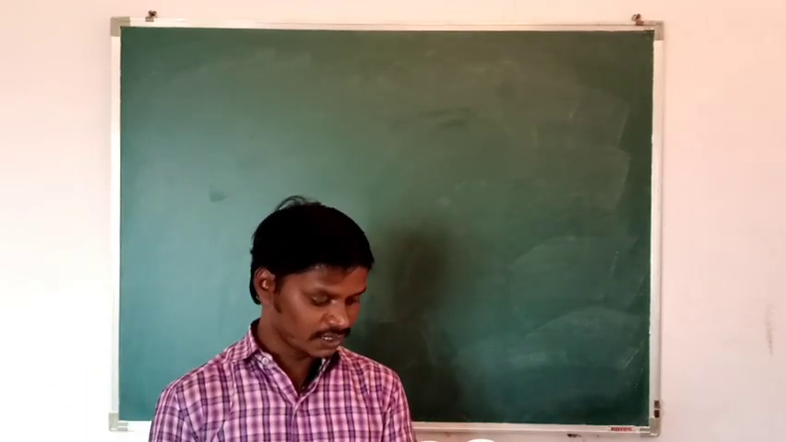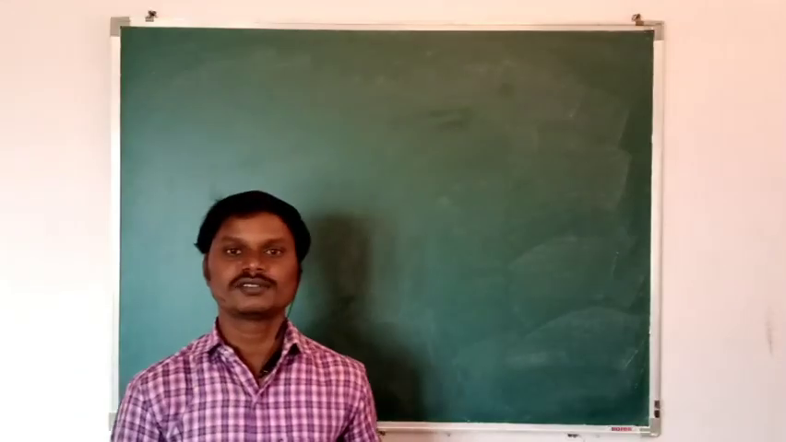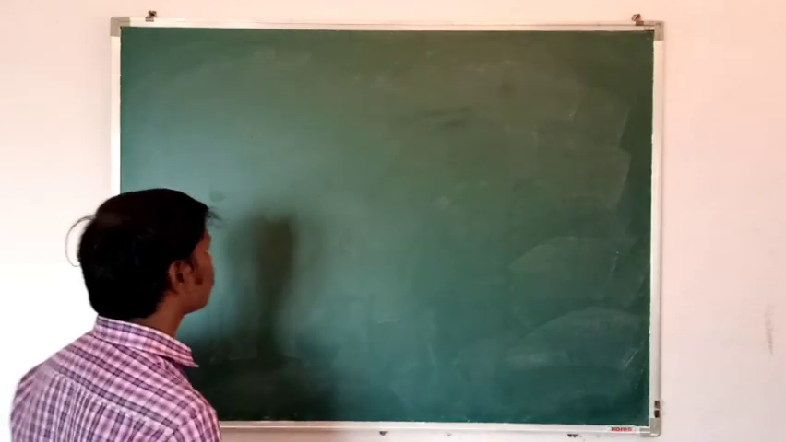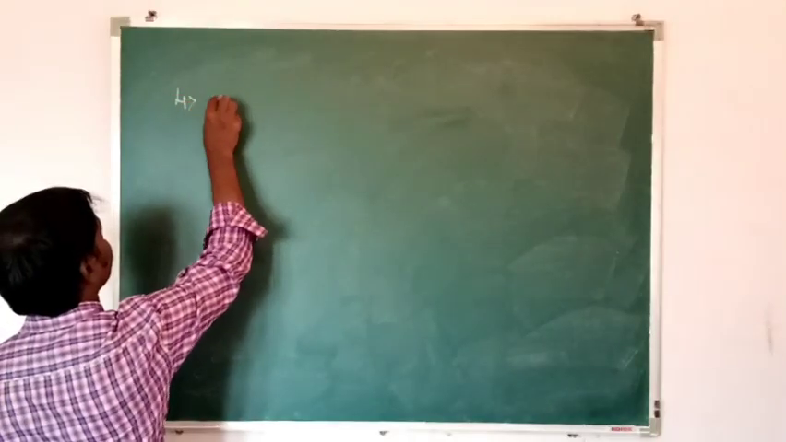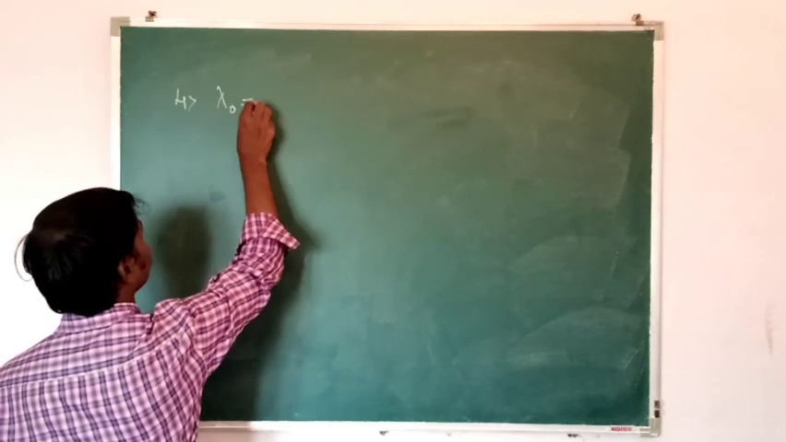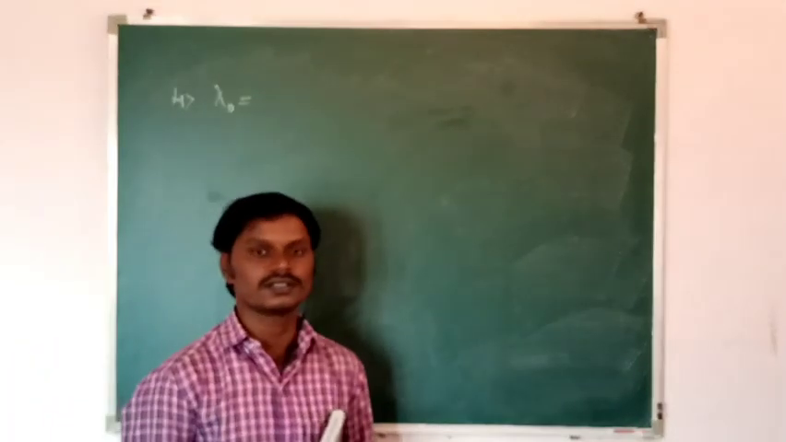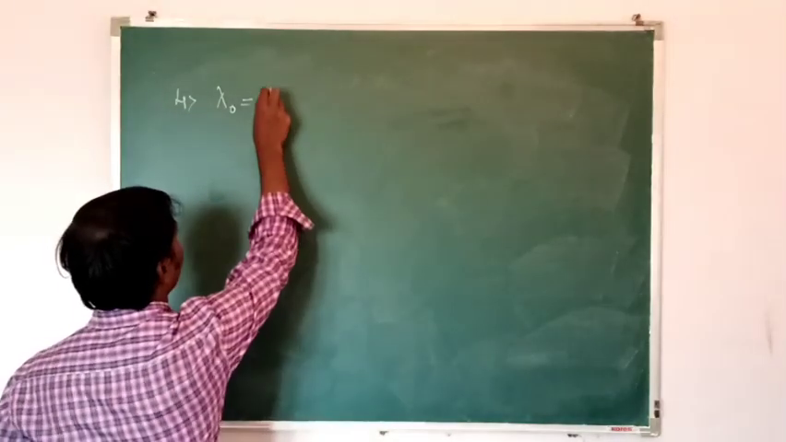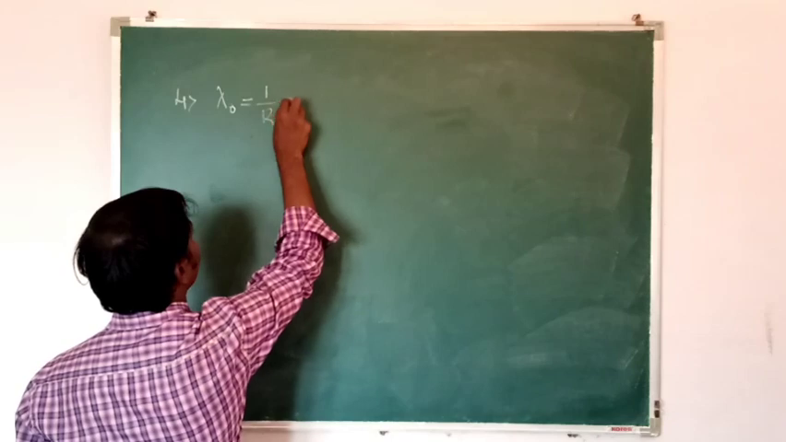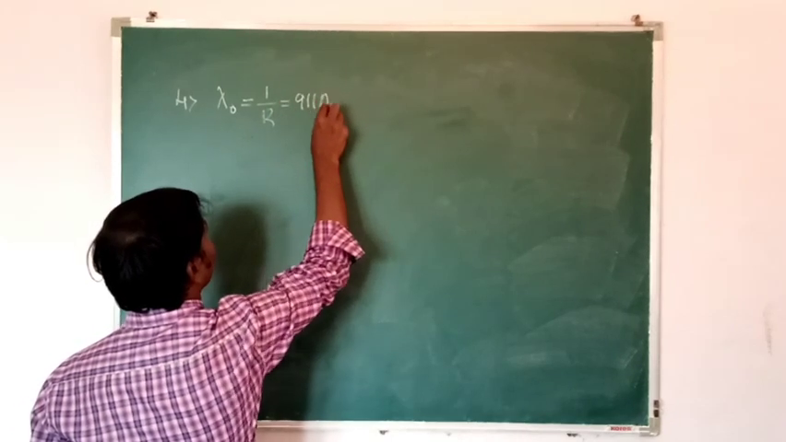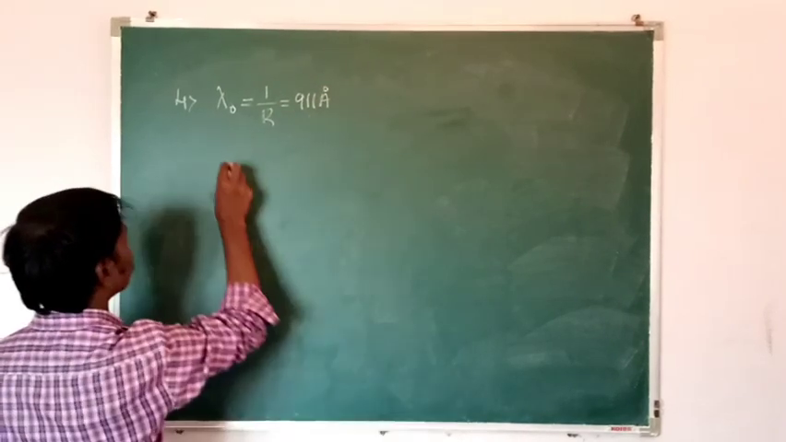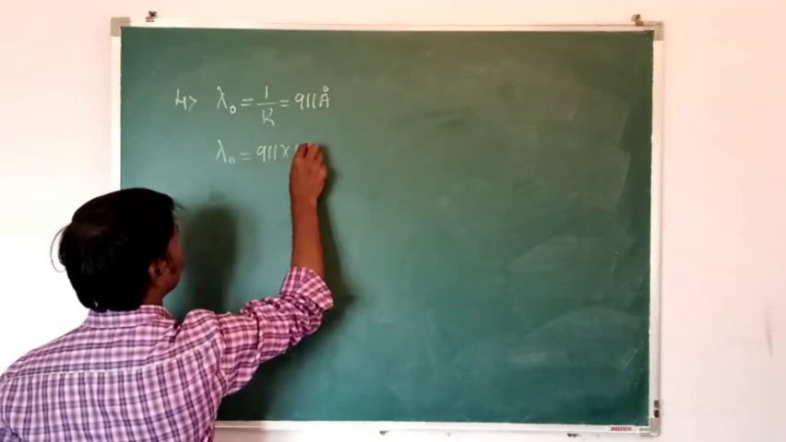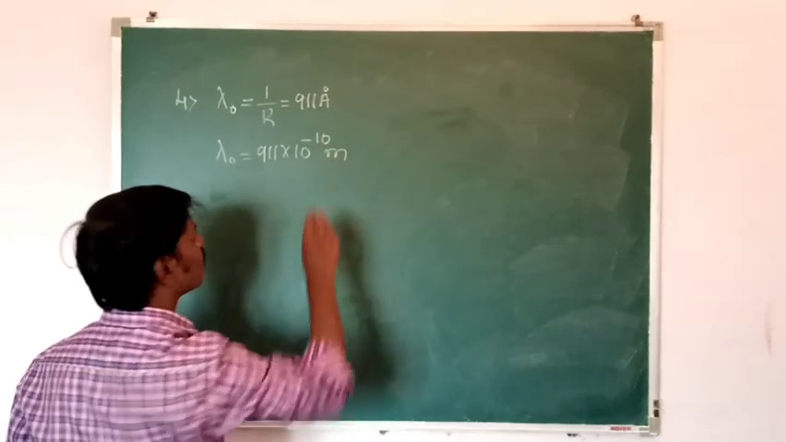Then the frequency of the metal is, means we require the threshold frequency for the metal for the photoelectric emission. So here what is given? The threshold wavelength is given. That threshold wavelength is represented by lambda naught. But in your question that is given by lambda. So lambda naught is equal to 1 by R is equal to 911 angstrom. Then I will write lambda naught is equal to 911 into 10 to the power of minus 10 meter. So angstrom to meter I will write.